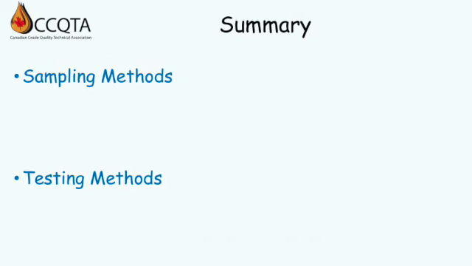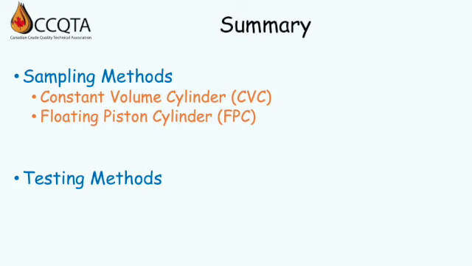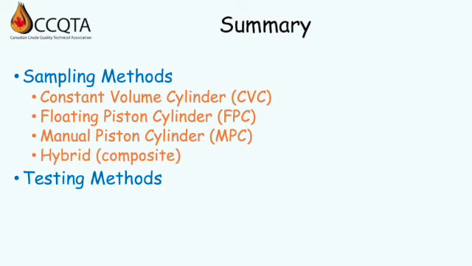Let's summarize what we talked about today. We've gone through the various sampling methods, including constant volume cylinder or CVC, floating piston cylinder FPC, manual piston cylinder MPC, and finally the hybrid or composite sampler. Comparing each method, the FPC and MPC are shown to have the best ability to maintain sample integrity from source to analysis. We also compared three common ASTM vapor pressure methods: D323, D5191, and D6377. Of the three test methods compared, D6377 is the preferred method for vapor pressure analysis of crude oils.